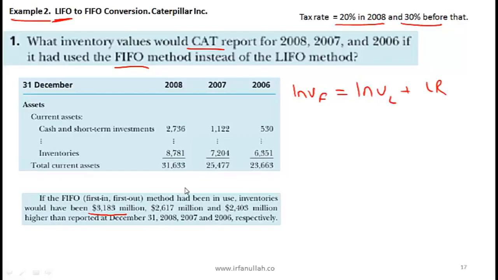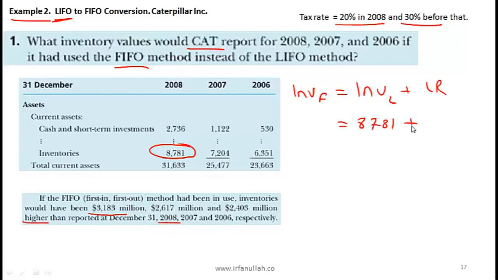Okay. So what does this mean? They have given the change. So what is this number over here? Inventories from your balance sheet under current assets for 2008, 8781. What does this number mean? Inventory according to LIFO, 8781. And they are telling you that if FIFO method had been used, then inventory would have been 3183 higher than what is reported in 2008. Okay, the rest are for 2007 and 2006.